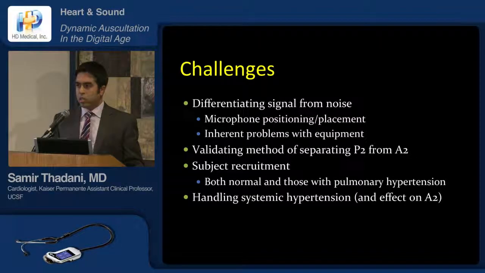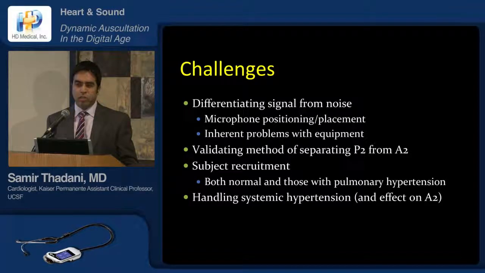And so some of the challenges: differentiating signal from noise. The microphone position and placement was definitely a challenge in terms of how much pressure do you apply to the microphone to make the recording. There were inherent problems with the equipment at times in terms of making the recording. It was a prototype system. And then validating the method of separating P2 from A2. That's actually quite a challenge in terms of where does P2 end and where does A2 end, and how do you actually separate them?